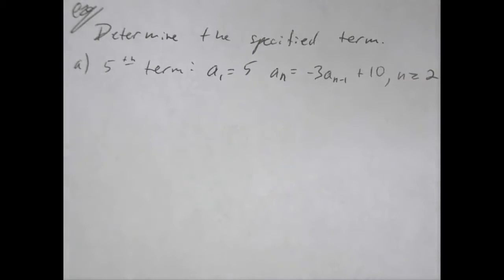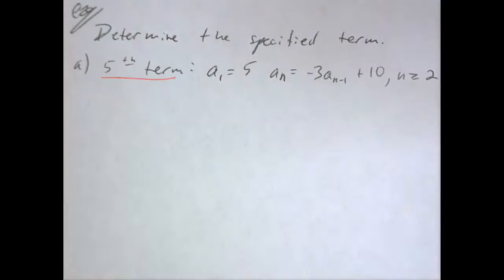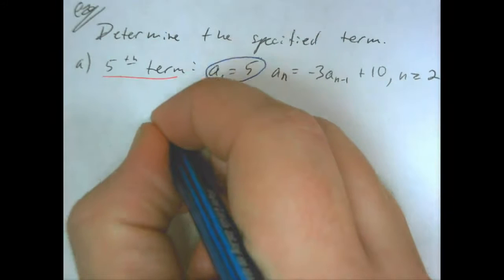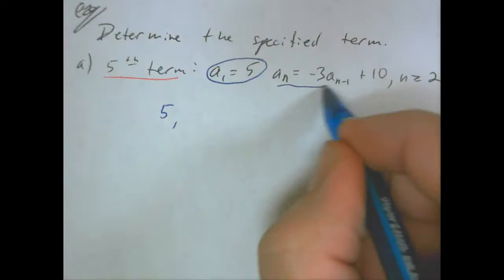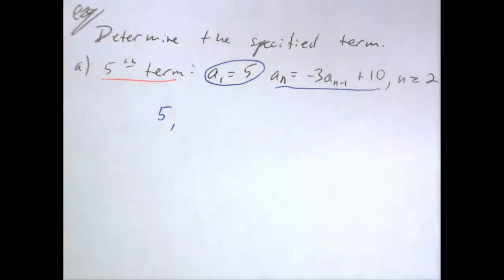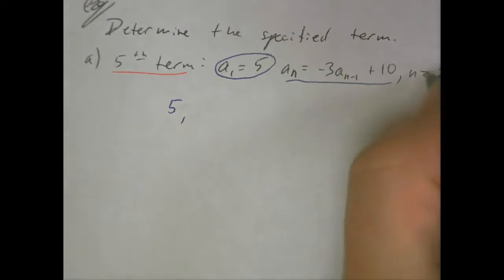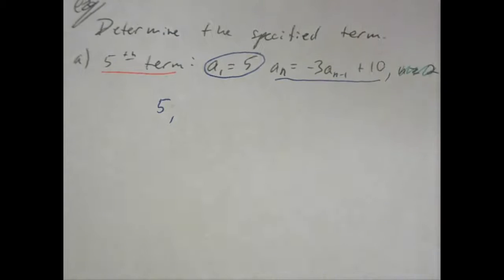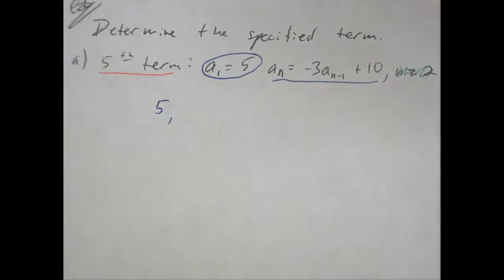Determine the specified term. So I notice it's asking me to find the fifth term. It gives me the first term, a sub 1 is 5, so I know my sequence will at least start on 5. Well, it gives me the rule, a sub n is negative 3 times a sub n minus 1 plus 10, and n has to be greater than 2. Don't worry about this too much. Pretty much all that says is that we already know our first term, so you're going to be starting from the second term and moving forward.